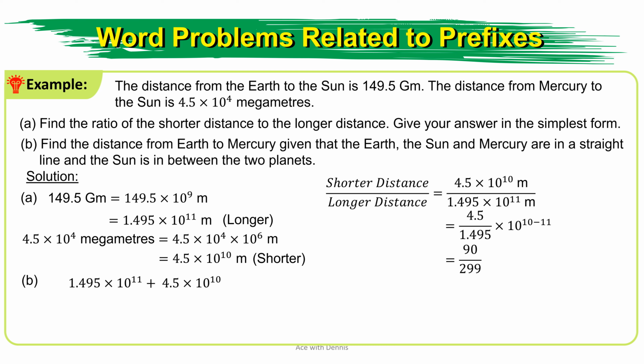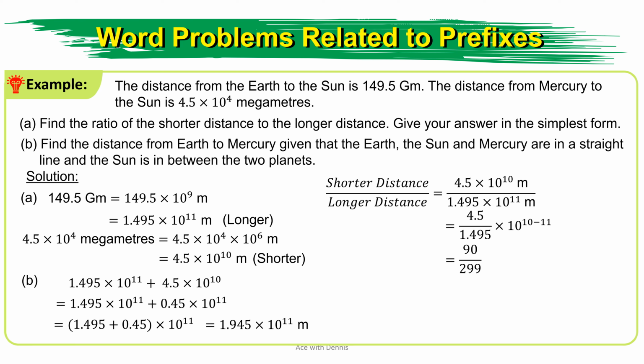we just need to add the distances together since they are in a straight line. So 1.495 times 10 to the power 11 plus 4.5 times 10 to the power 10. Before we do the addition, we have to standardize the power of 10. For this case, we choose 10 to the power 11. So it is 1.495 times 10 to the power 11 plus 0.45 times 10 to the power 11. So we can add the numbers together, 1.495 plus 0.45 times 10 to the power 11. And the answer is 1.945 times 10 to the power 11 meters.